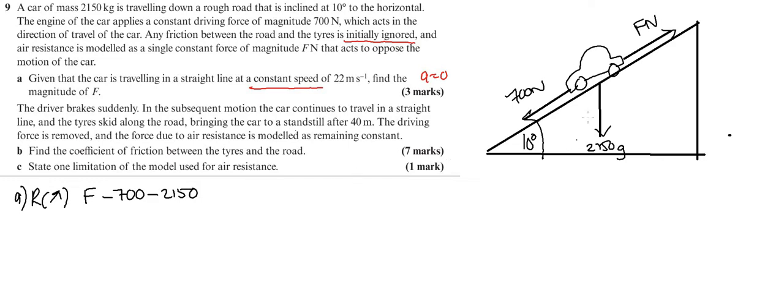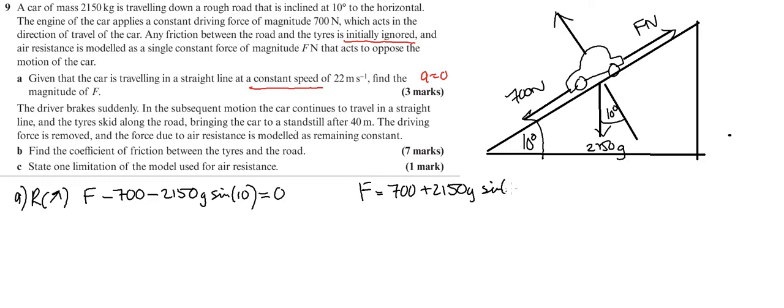2,150, but remember this is our gravity vector. So that's 2,150 g, and we're going to multiply that by sine of 10, because remember, if our normal is in this direction, then that's our vertical plane, and then this angle is also 10 degrees. And we're doing this to the horizontal plane, so it's sine of 10. Now that is all equal to 0 because acceleration is 0. So that means that F equals 700 plus 2,150 g times sine of 10. And we put that in a calculator, we get 4,358.7 newtons. Great, okay. That's part A taken care of.